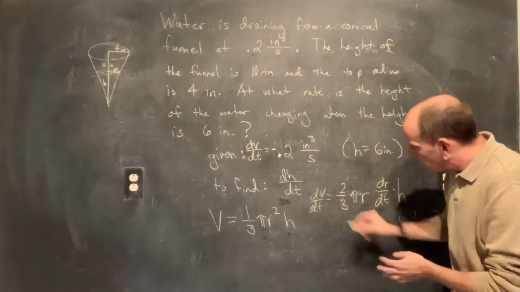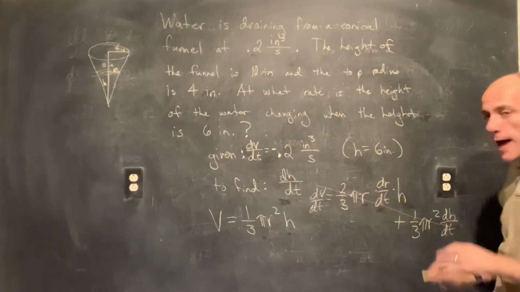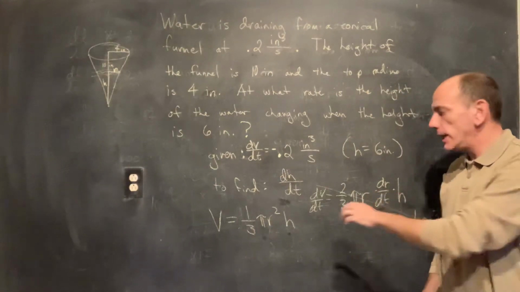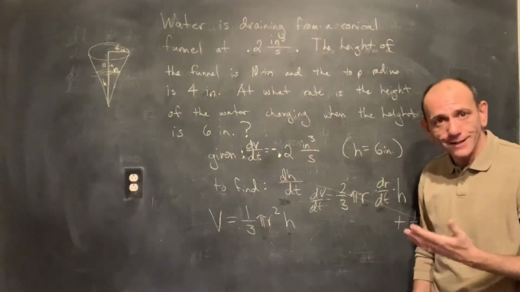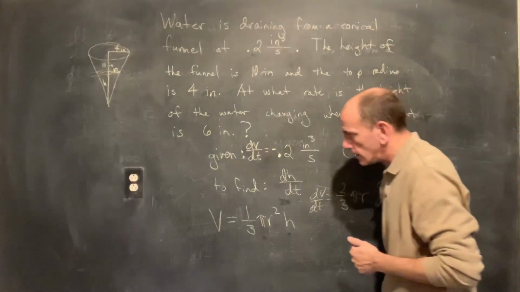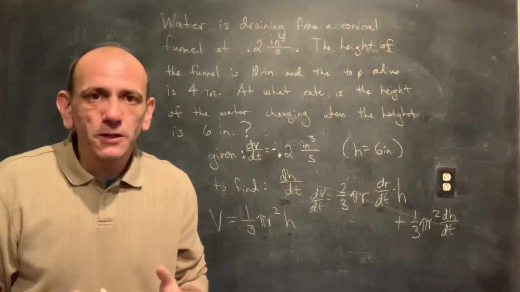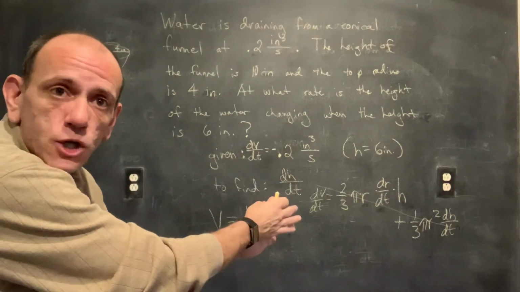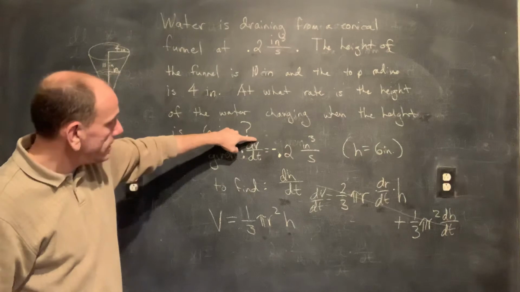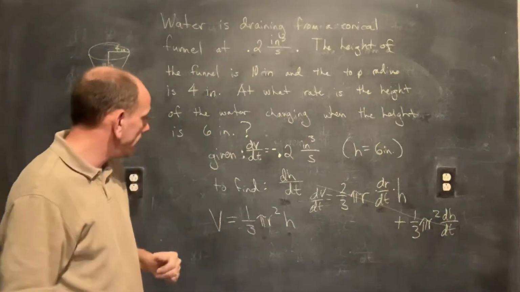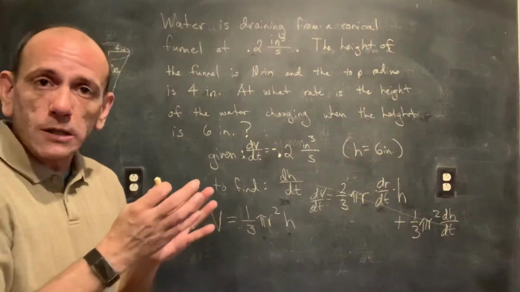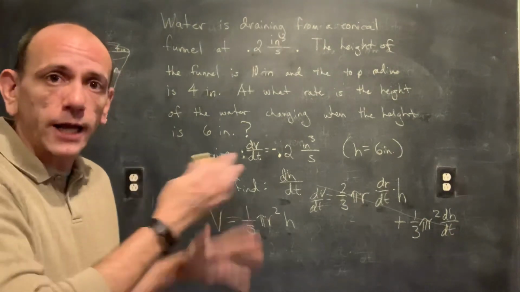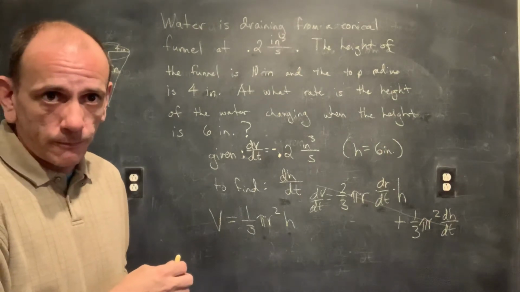So we say, okay, that's what would have happened if I just ran with differentiating the volume as it is right now. Well, what I really want is just a link between V and H, right? Because I've been given dV dt and I want to find dH dt. So if I could somehow eliminate that r out of there, then I'd be golden. Then I can just take my derivative and run.